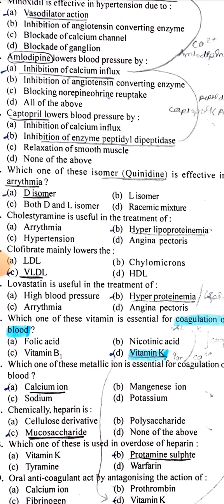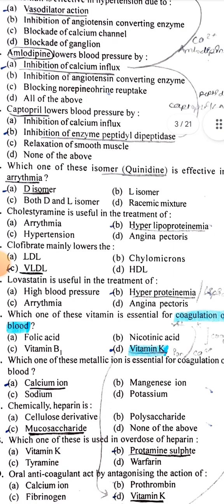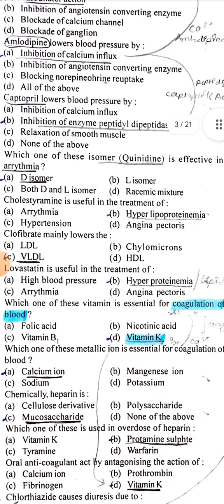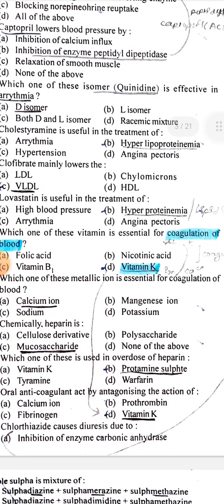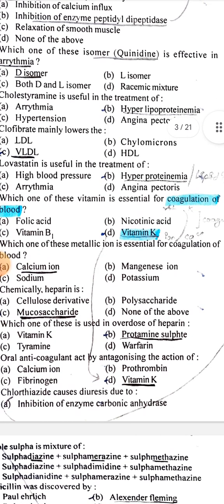Which one of these vitamins is essential for coagulation of blood? Vitamin K. Which one of these metallic ions is essential for coagulation of blood? Calcium. Chemically, heparin is a mucopolysaccharide. Which one of these is used in overdose of heparin? Protamine sulfate. Oral anticoagulants act by antagonizing the action of vitamin K.